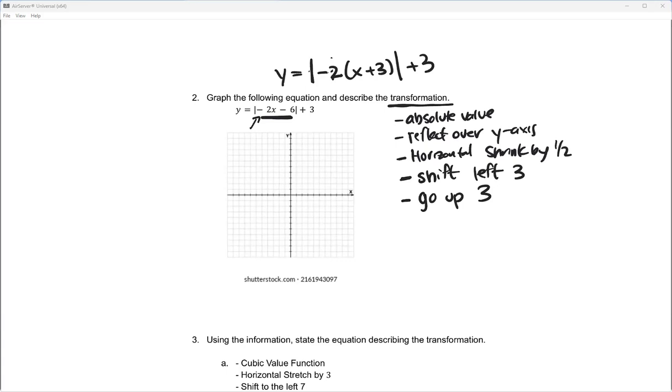Are we good? And I think that's it, right? I don't think we would do anything else. It says graph. Yeah, but I mean, just describing the transformation, right? We're good? All right, now let's graph.